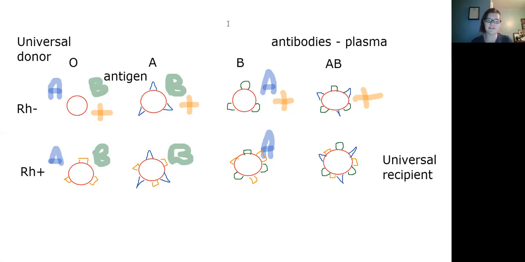Mostly it's moving in this direction. So if you are this way, you can give blood to these people. So O can give to all of these. A can give to AB, but not B and not O. B can give to AB, but not A and not O. And if you have positive blood, you cannot give to somebody with negative. Negative people need negative blood. No positivity allowed.